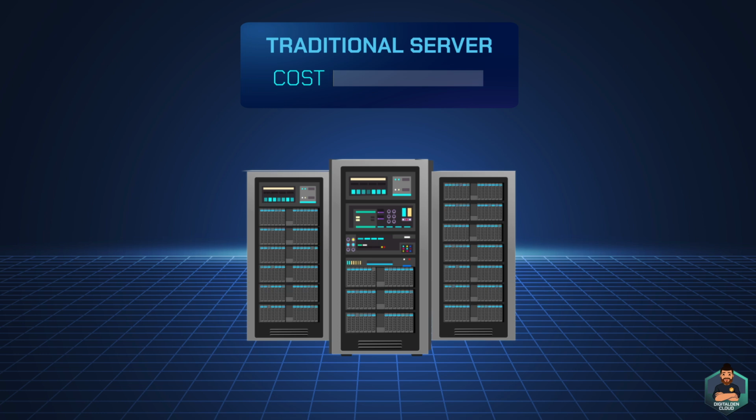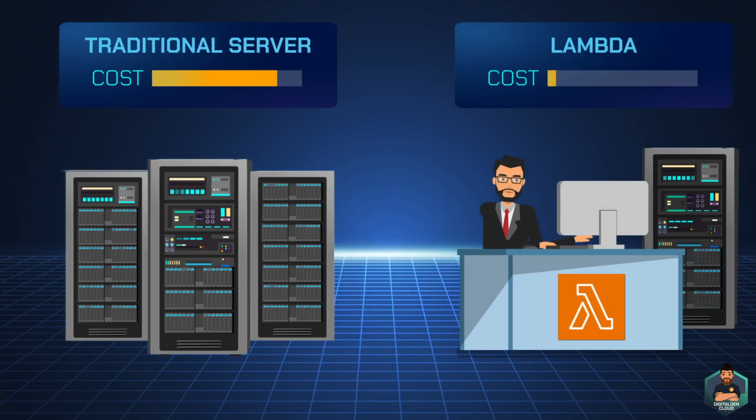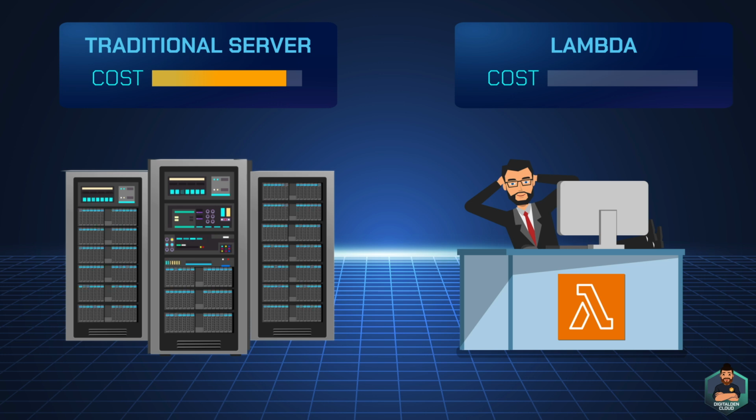Traditional servers incur costs around the clock, whether or not they are actively handling requests. In contrast, Lambda only bills you for the time your code is actively running. So by adopting a pay-per-use model, you remove the need for capacity planning or detailed server management, streamlining your architecture and lowering costs.